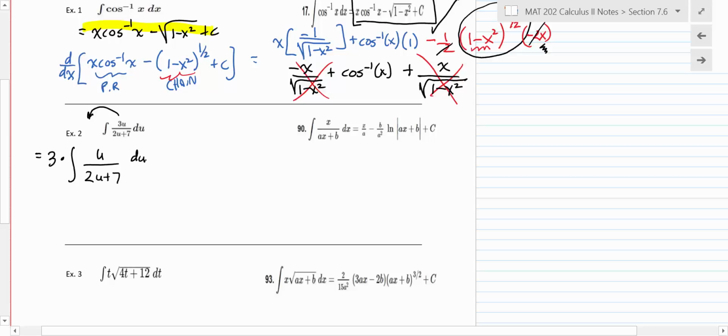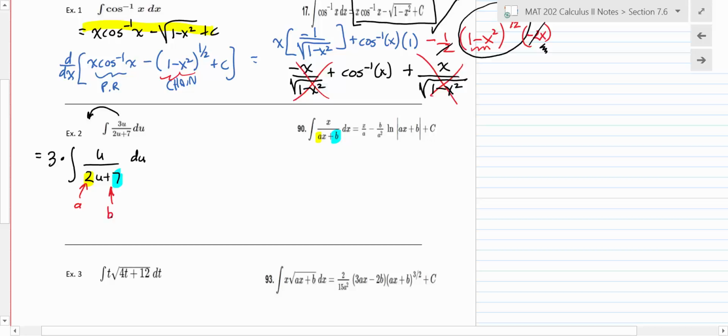Now you just follow what that formula tells you to do. Where you see an a, that is the number in front of x, or the number in front of your variable. So a is equal to 2. And b is this number, so b is equal to 7.